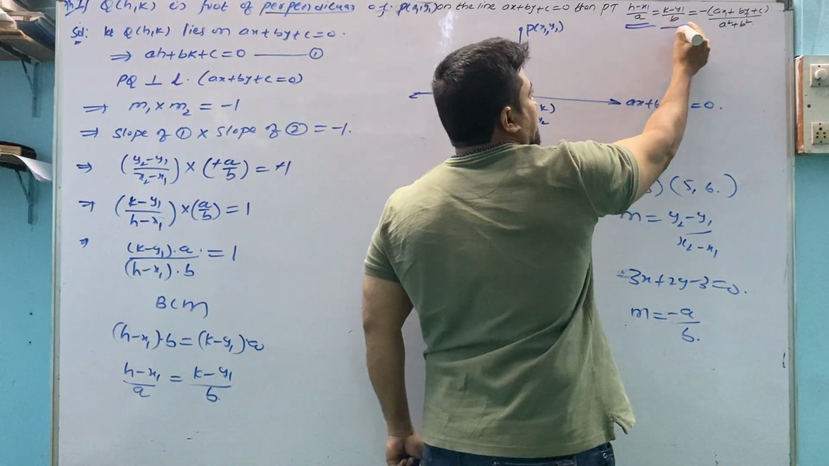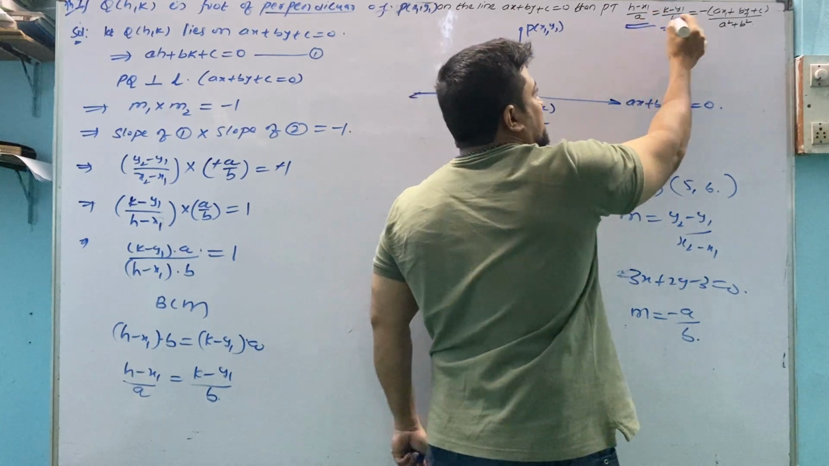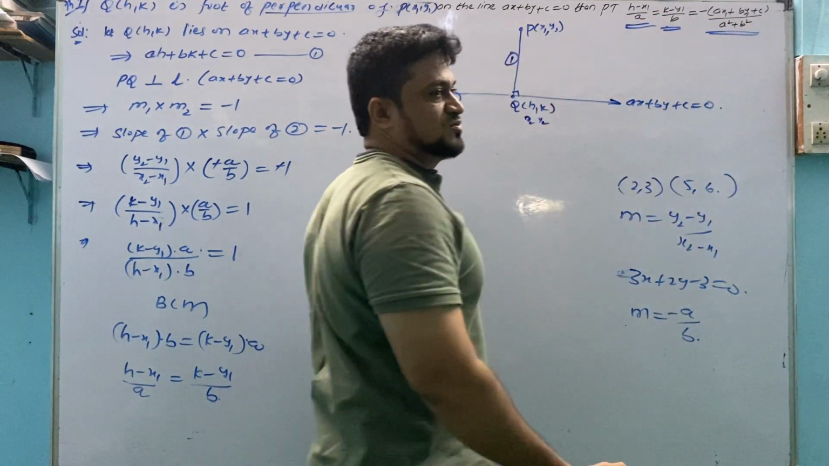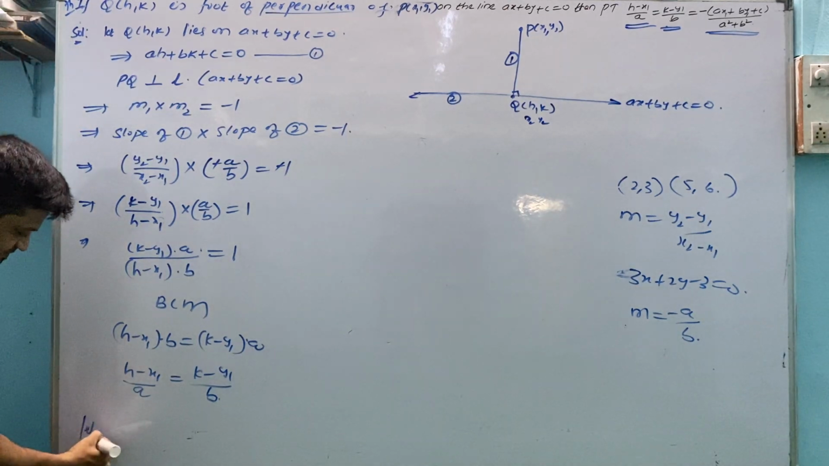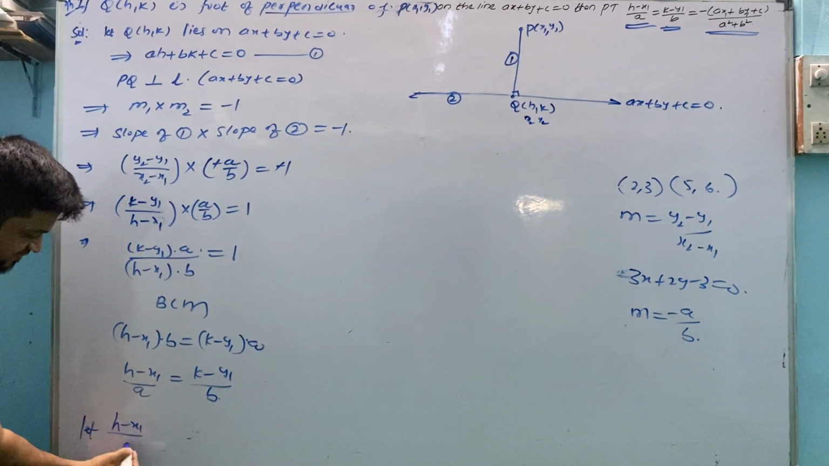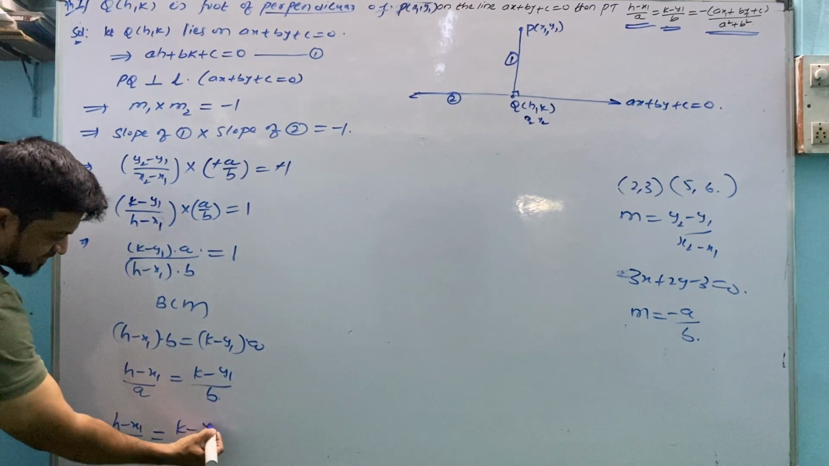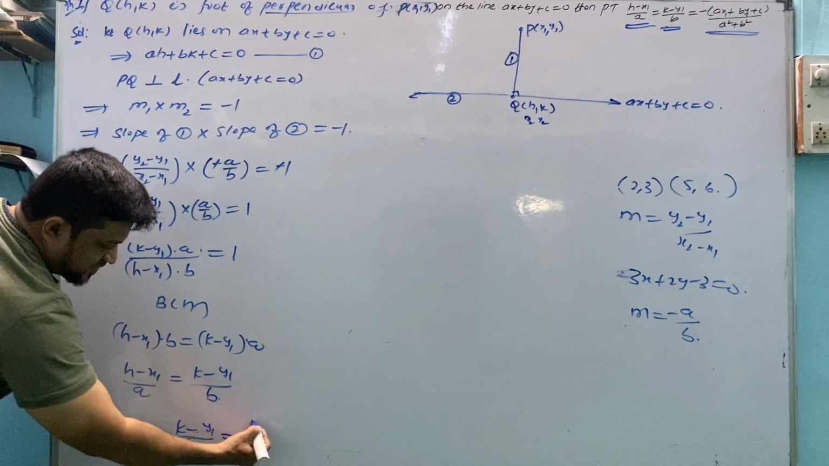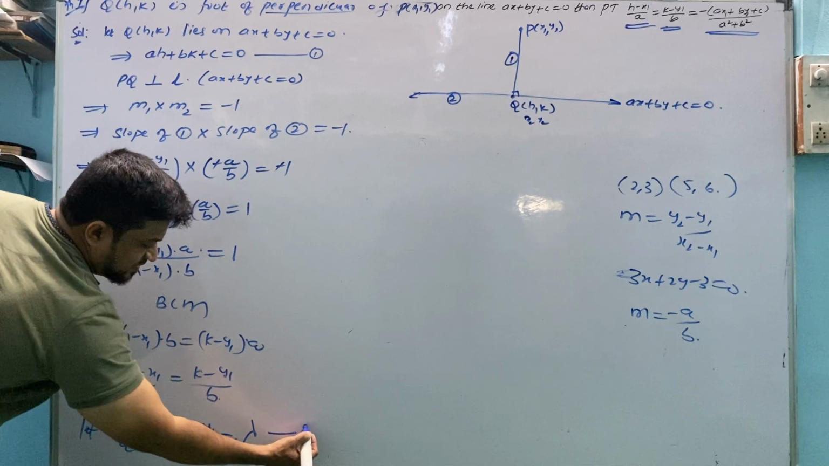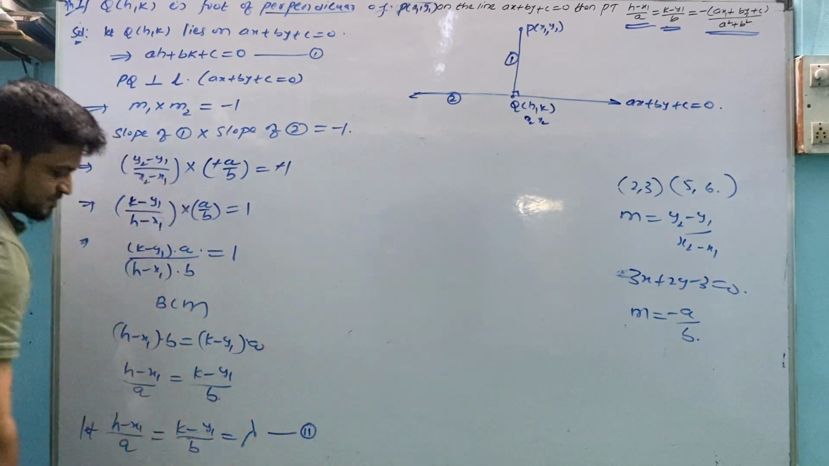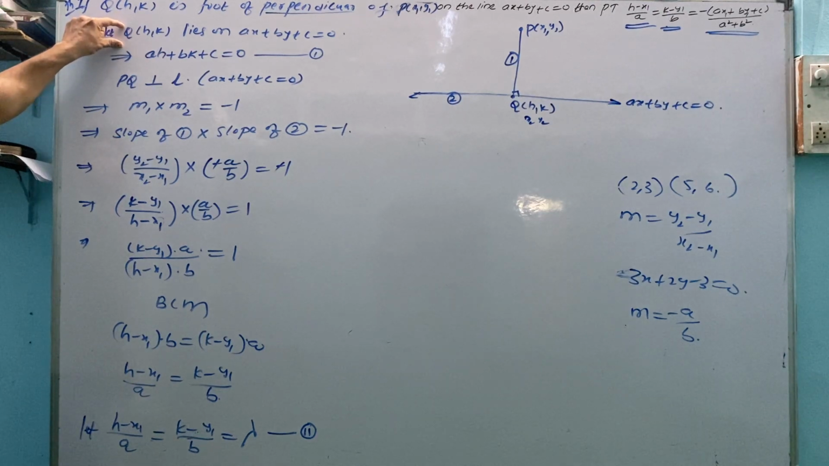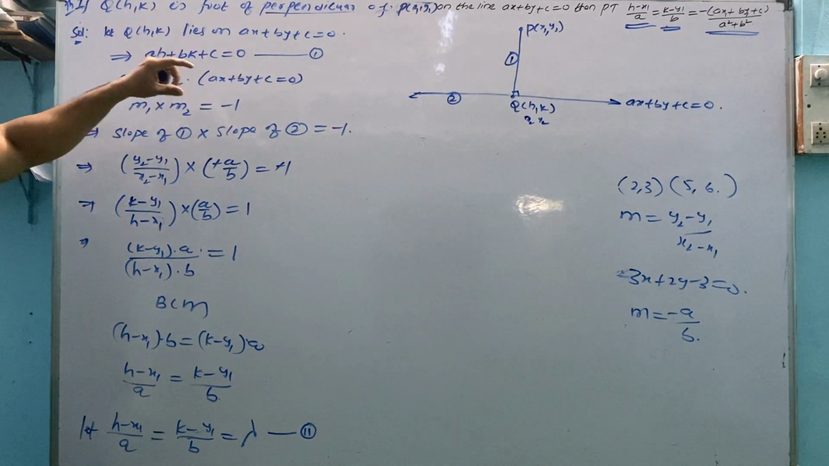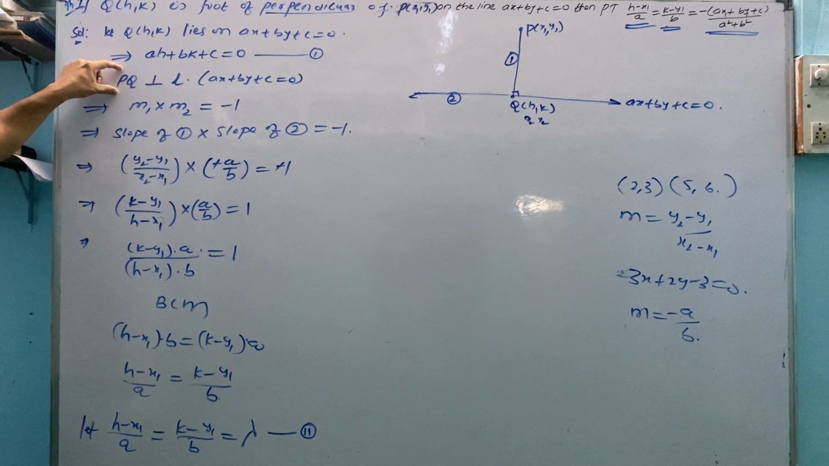h minus x1 by a equals k minus y1 by b, but these two things are equal to one more value. So for that, what we have to do is let h minus x1 by a equals to k minus y1 by b equals to lambda. Equation number 2. What we have? First we started by taking Q(h, k) lies on the line. Once that lies on the line, we use the condition that two lines are perpendicular.